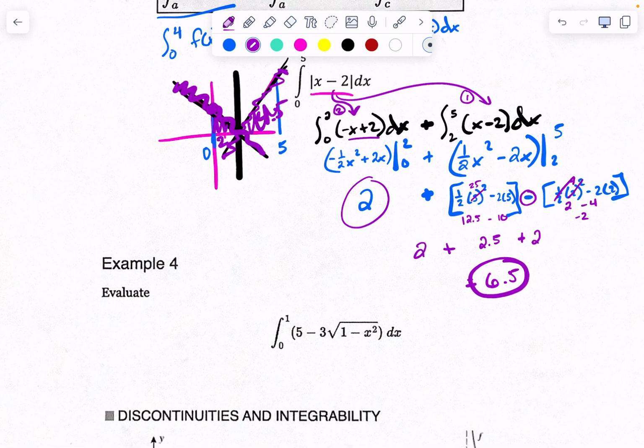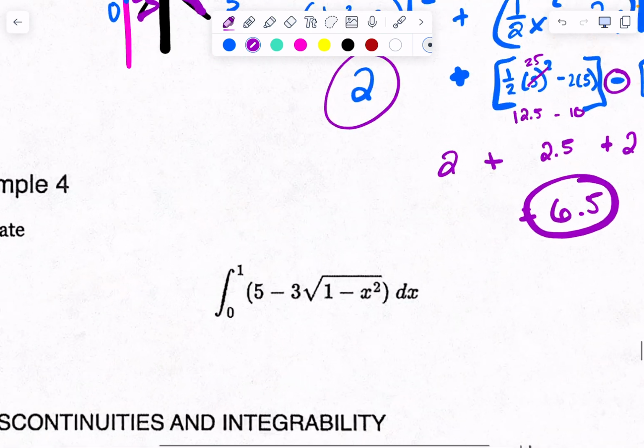Okay. Keep going. We're almost done. We have one last example. Okay, and I don't know where they get this crap from.